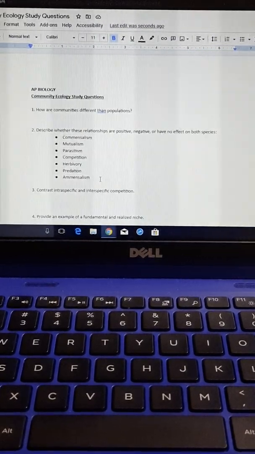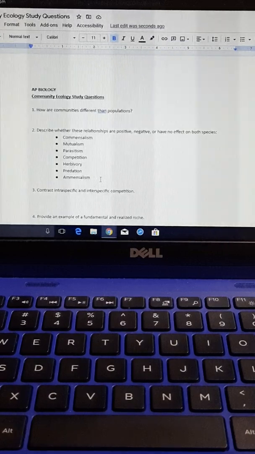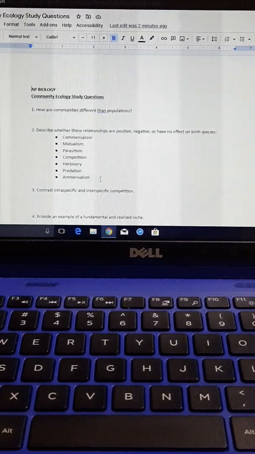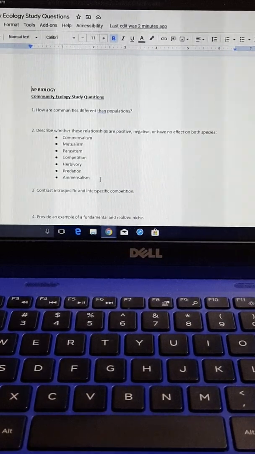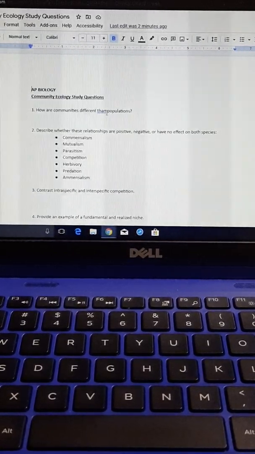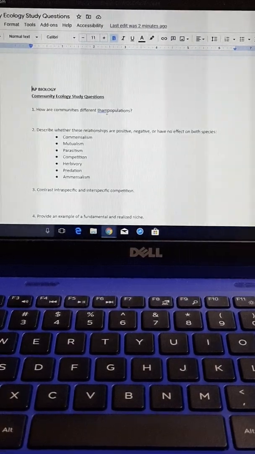A community is all the populations. The populations are all the members of one species that are living in the same area at the same time. Well, we have a community, which is a bunch of these populations, so it would be like the deer and the mice and the oak trees in one area. That's a community, while a population would be all of the white-tailed deer in that given area at that given time.